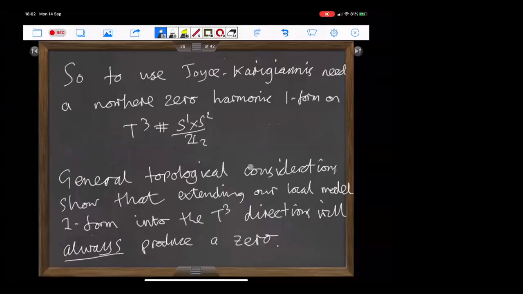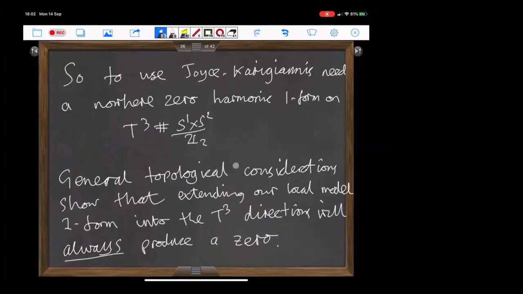So we need to construct a nowhere zero harmonic one form on this space by taking our local model and trying to extend it into the T3 directions. General topological considerations, and I have to thank Johannes, we have had some nice collaborative discussions with Johannes and Lorenzo and Mark about some of these issues.